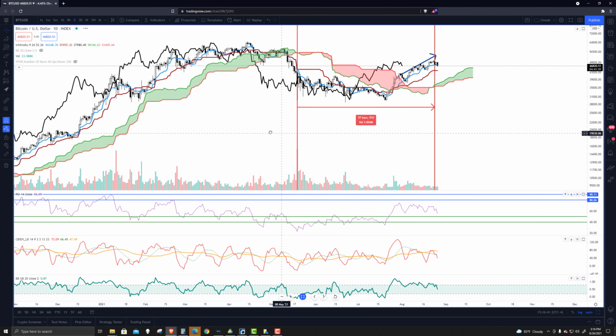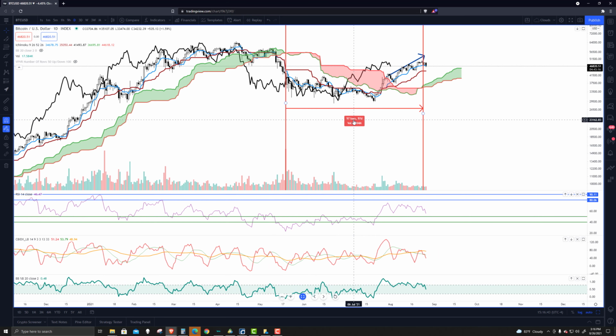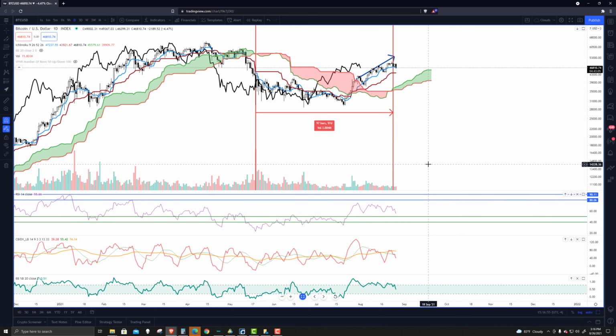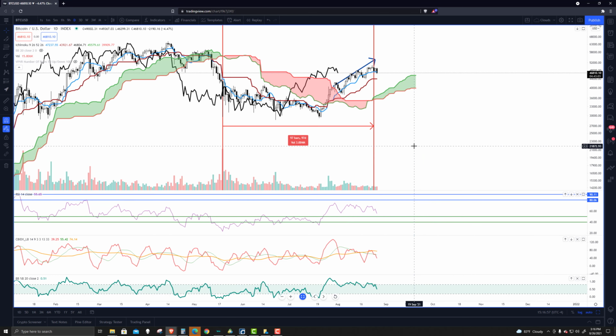The Gann cycles that we've looked at over the last couple weeks, which I've talked about a lot, indicated some likely changes in direction. Those are playing out right now.